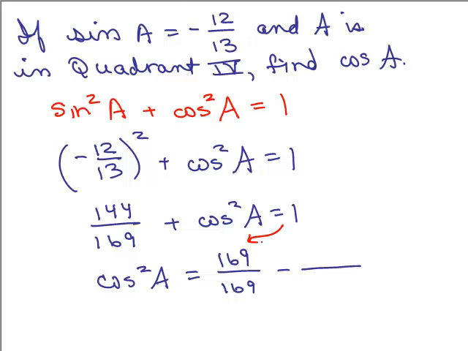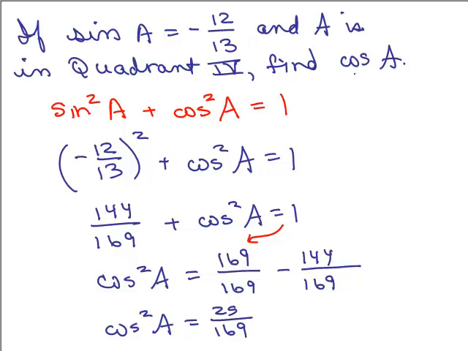Okay? And then I have 144/169. Right? That's what I'm subtracting from both sides. So I have the cosine squared A equals, what does that give you? 25/169. So I've got the cosine squared of A. Now, if you have something squared equaling a number and you're solving an equation, remember you could take the square roots of both sides and you would put plus or minus.